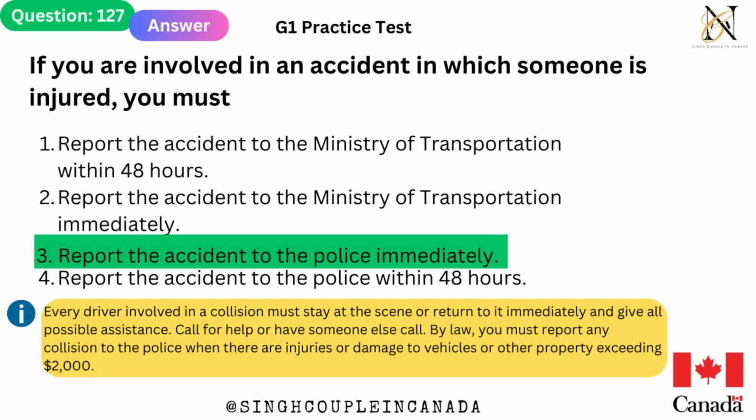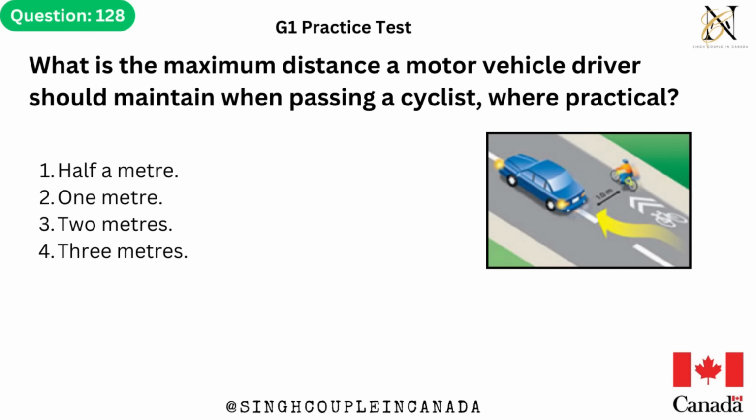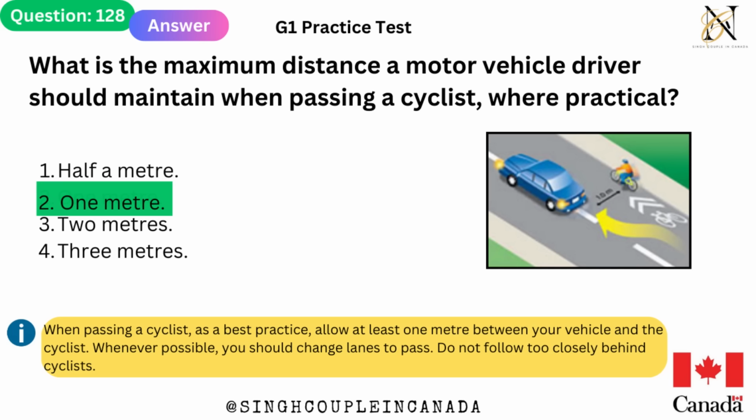What is the maximum distance a motor vehicle driver should maintain when passing a cyclist, where practical? 1. Half a meter. 2. 1 meter. 3. 2 meters. 4. 3 meters. The answer is 2.